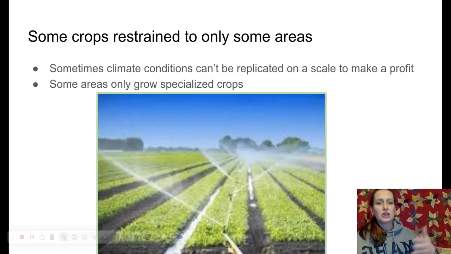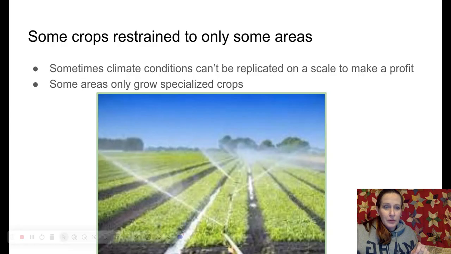But sometimes it's just not worth it. All right, so some crops are restrained to only some areas because some climate conditions just can't be replicated on a scale to make a profit. We showed how, like, along the Nile earlier this year, there's areas where they bring out irrigation to grow crops. They're not going to spread that out 200 miles inland. The costs are just not worth it, right?